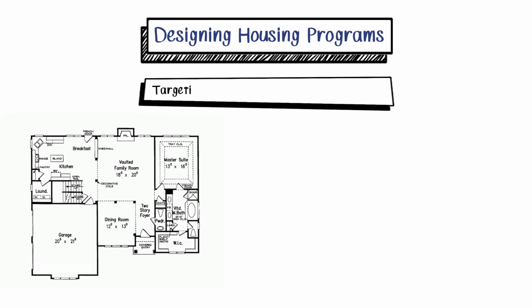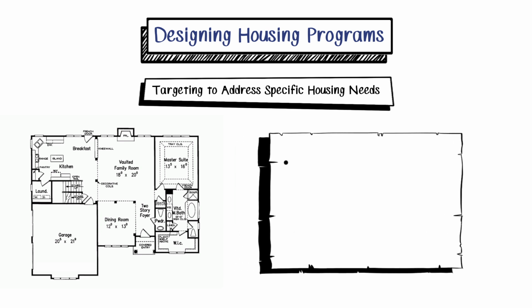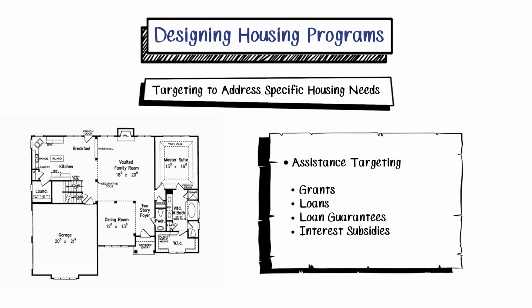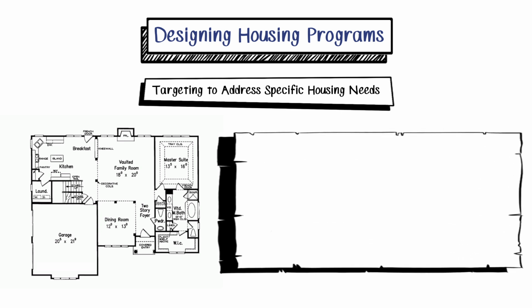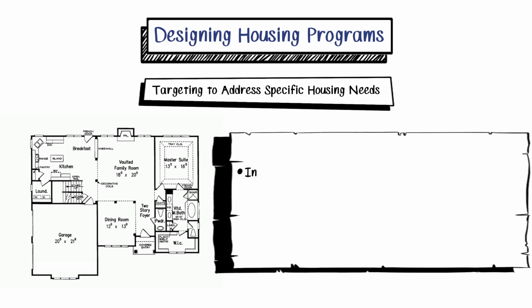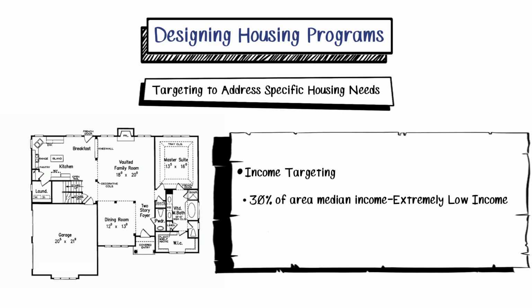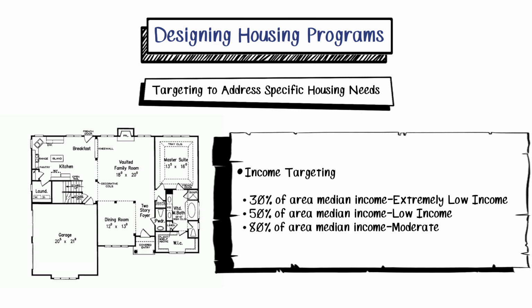CDBG grantees and units of general local government may offer several types of assistance for housing programs. The types of assistance include grants, loans, loan guarantees, and interest subsidies. Another way of targeting housing assistance to those most in need is determining the appropriate household income levels that require assistance. Determining income levels is possible using data from the American Community Survey 5-year estimates.